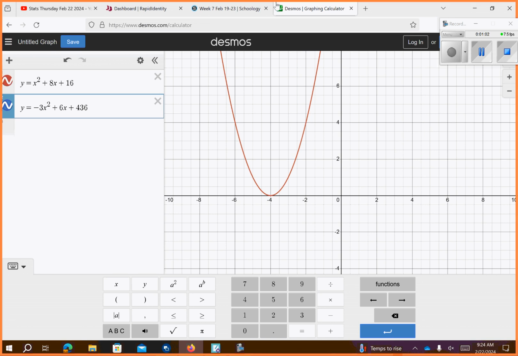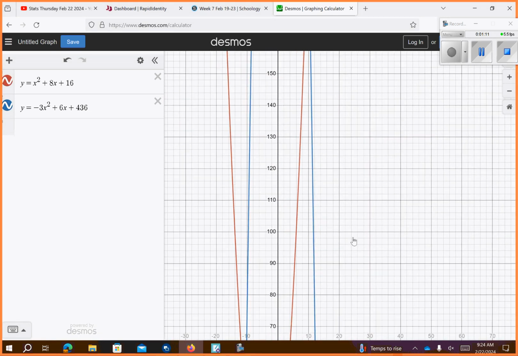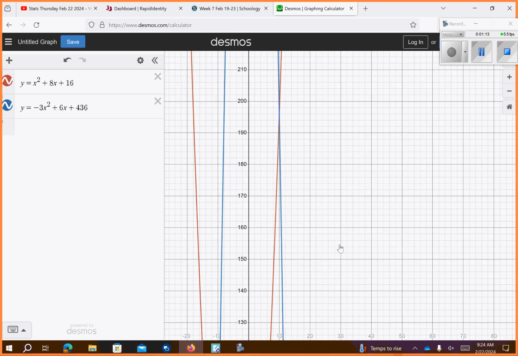Says if supply function's that, demand function's that, find the equilibrium point. And so kind of have to find it. And I'm only looking in quadrant 1, so where these intersect each other. So our equilibrium point would be 10, 196.